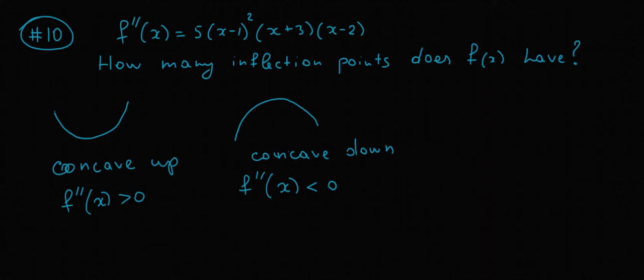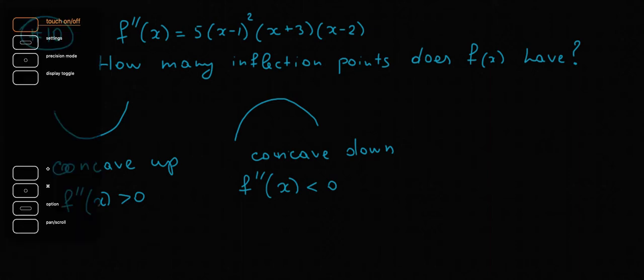A good way to remember which is which is to remember that the concave up graph resembles that of a parabola that opens upward, and the concave down graph resembles a parabola that opens downward. In fact, y equals x squared is the typical example of a function that is concave up, and the function y equals negative x squared is a typical example of a function that is concave down.